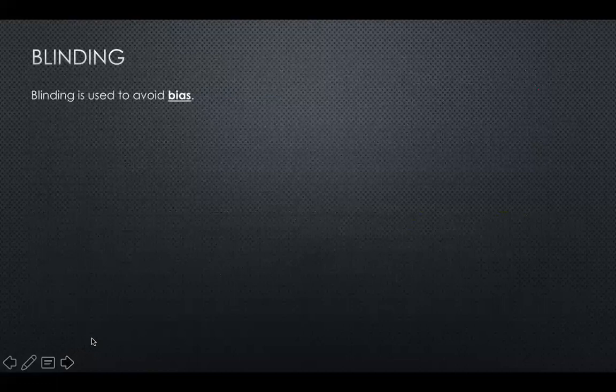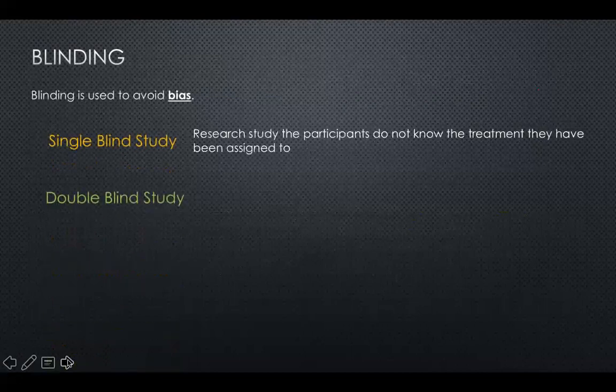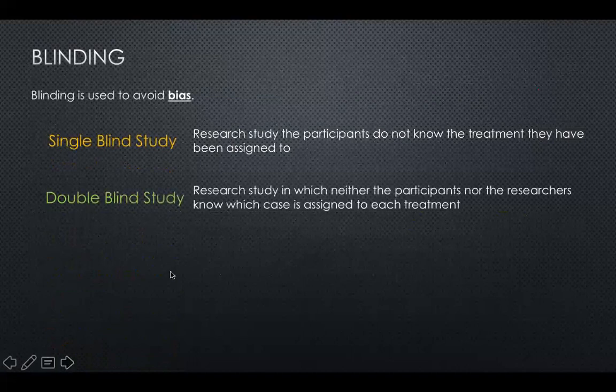Blinding is used to avoid bias, which is very useful. There are two different types of blinding: single blind and double blind. Single blind is when the participants don't know the treatment they had been assigned to, but the researchers know. Double blind is when neither the participants nor the researchers know which case is assigned to each treatment. So that makes for total blindness. The participants can't blame the researchers for anything or ask them what they're receiving, because they have no idea what they're receiving anyways.